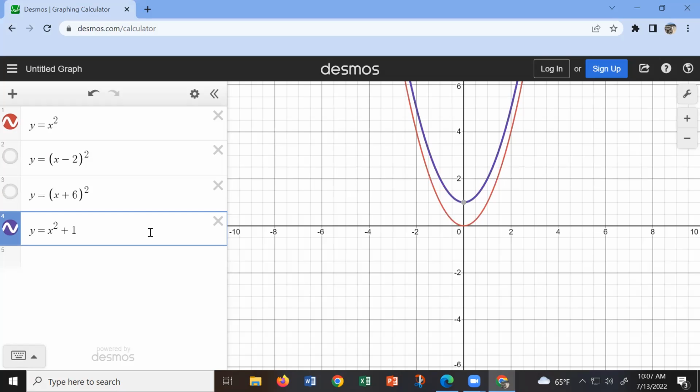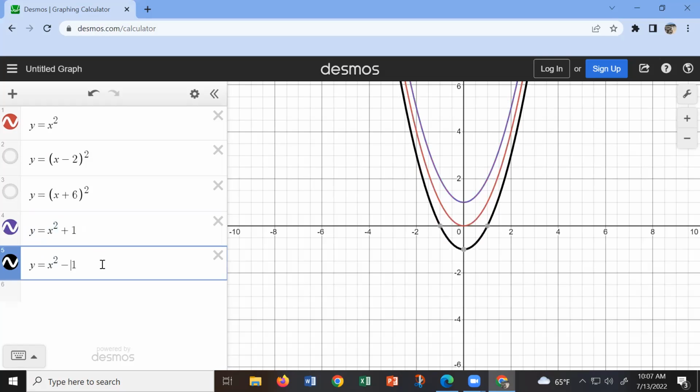Here is called the vertical shift. Either you shift up or down. It's pretty straightforward. If you add, you shift up. In this case, it shifts up 1 unit, right, 0, 1 here. If you subtract, then it shifts down 1 unit. Pretty straightforward for the vertical shift.